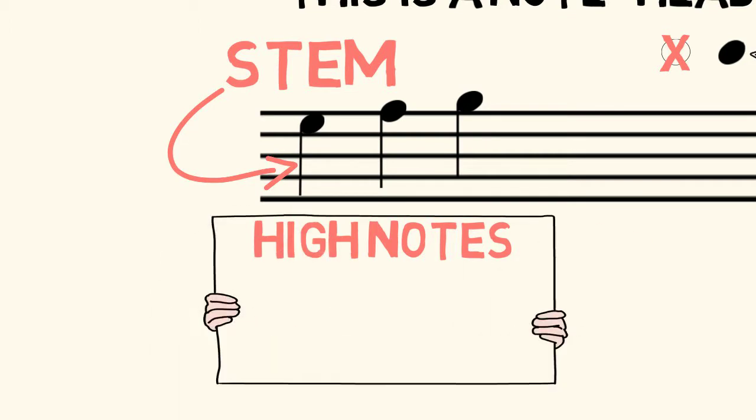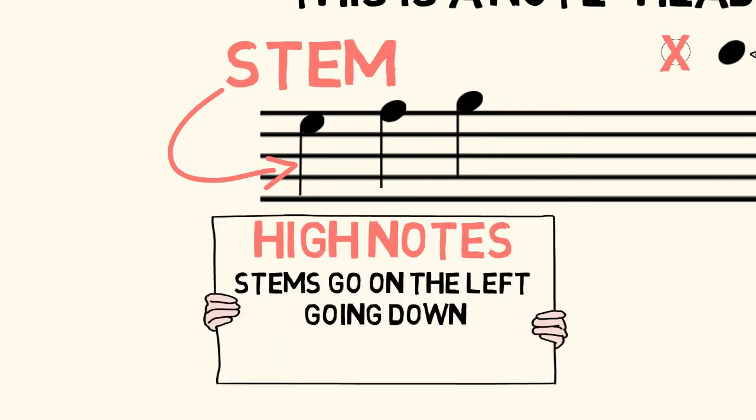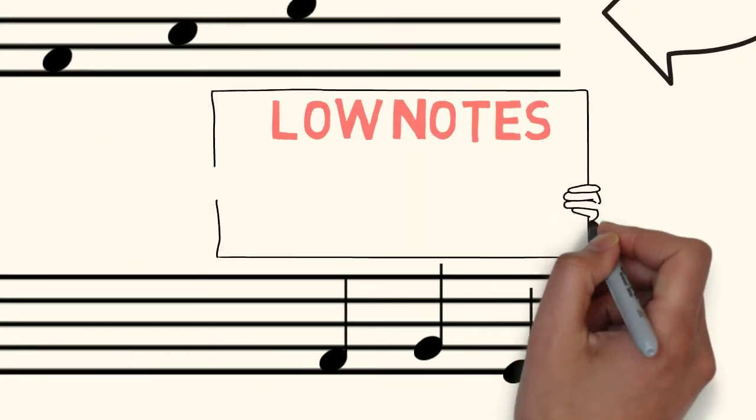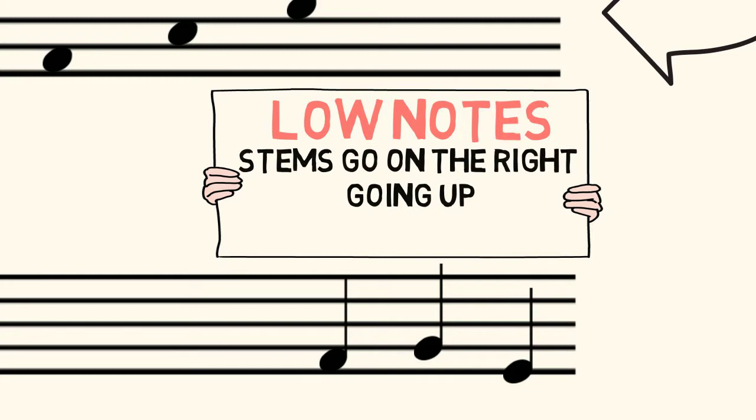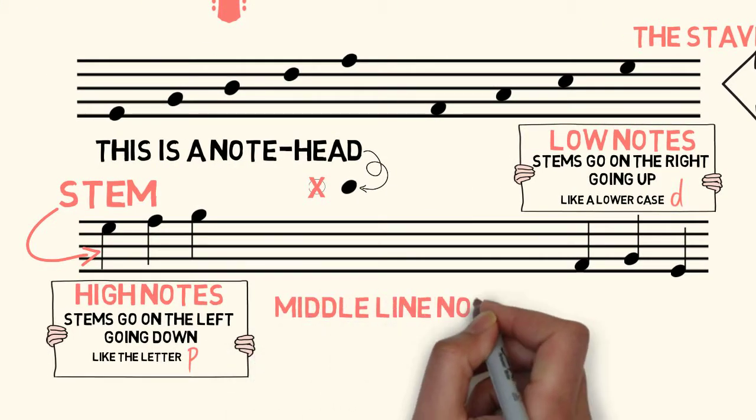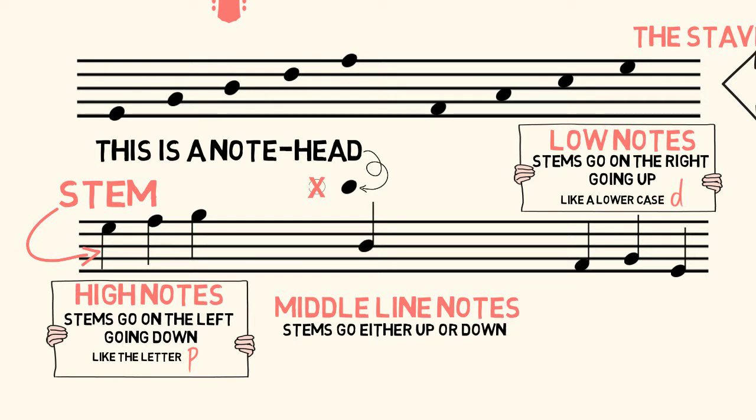Generally the stems on the high notes are on the left and hang down off the note head, kind of like the letter P. The stems on the low notes are on the right and go up, like a lowercase d. The middle line is the exception to the rule. Here the stem can go up or down.